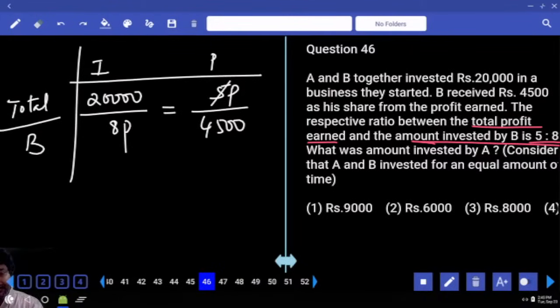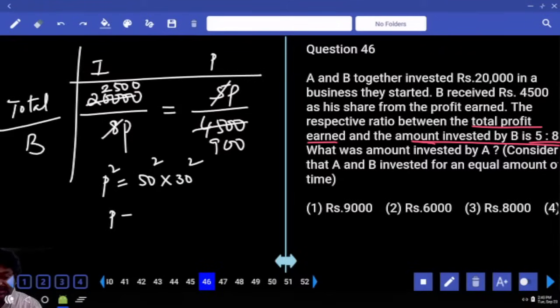Right. 5 into 900. In 1000, how many 8s will be there? 125. In 2000, 250 and then a 0. P square is equal to 2500, 50 square. P is equal to 1500.